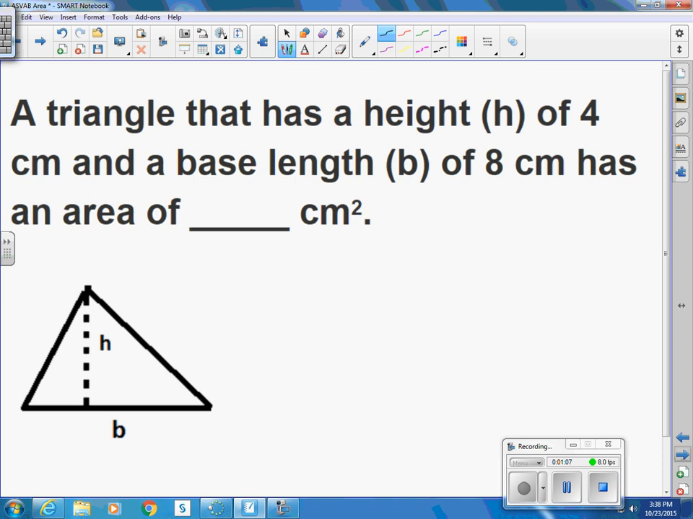A triangle that has a height h of 4, so the height is 4, and the length of the base is 8. What is the area? Well, if that were a rectangle, it would have an area of 4 times 8 is 32.